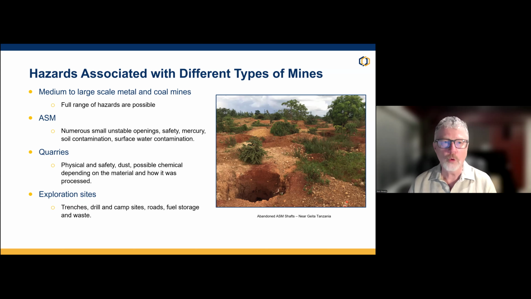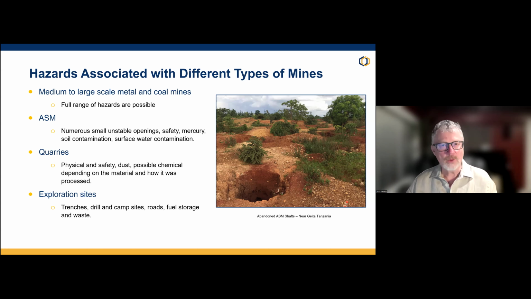So medium to large scale coal mines, really those ones do have the potential for the full range of hazards. Of course, every site will be a bit different, but there's potential for that full range of hazards to occur. For ASM, or artisanal and small scale mining, we have a different set. There may be numerous small scale unstable openings, and I think you can see that in this photo here, where any active shafts would have a small winch above it with people going down, but those openings are quite unstable. So there's safety issues, use of mercury that can then result in soil contamination, water contamination as well.